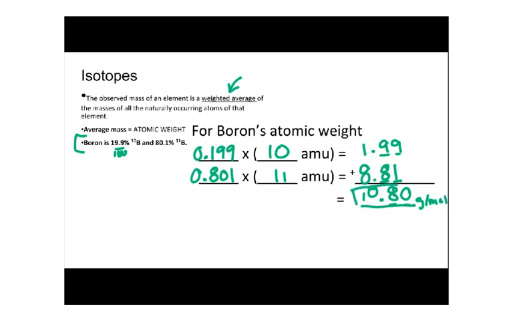But you should be able to go on your periodic table and make sure that the average atomic mass is really close to what you got. If I got something like 20 point something, obviously that's wrong and I made a mistake. But if mine says 10.80 and on your periodic table it says 10.81, that's okay.